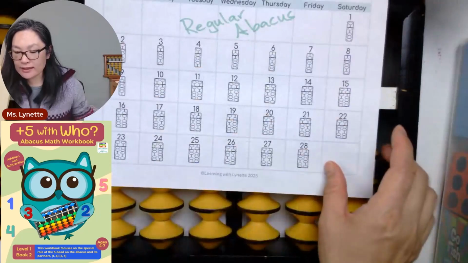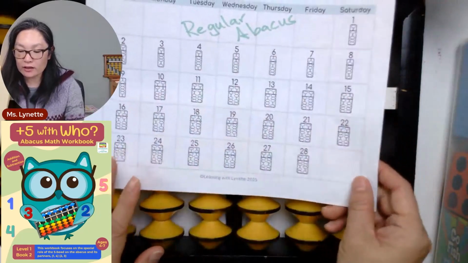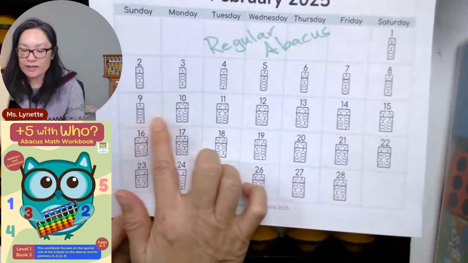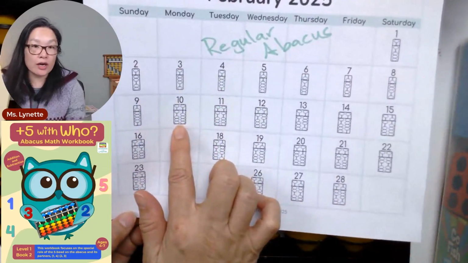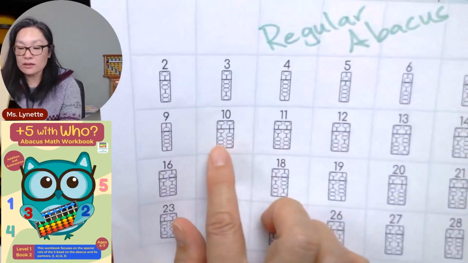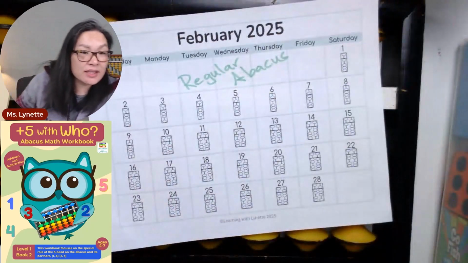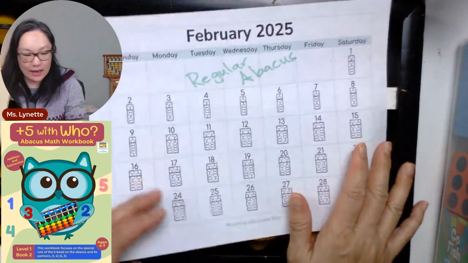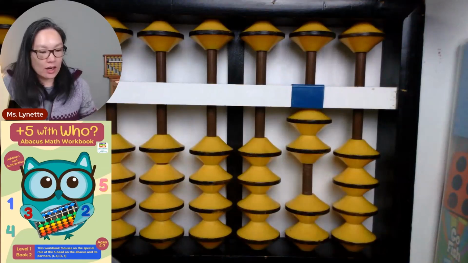And then it also practices, like, if you notice here, we're starting to do two place values. We have the ones and we have the tens, just like how we write it. That's about it.